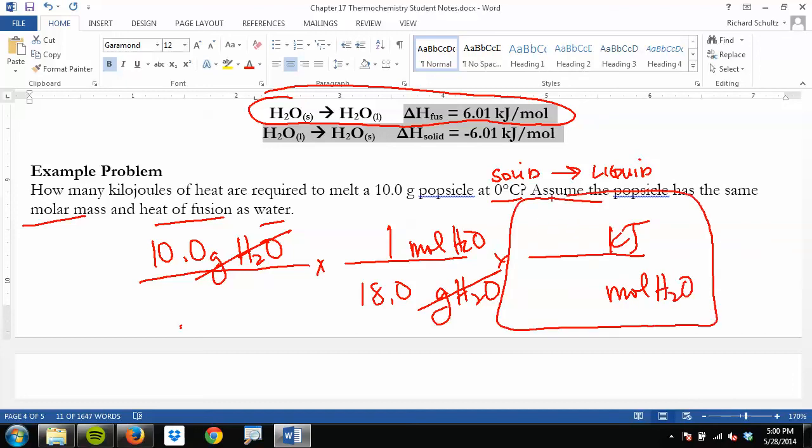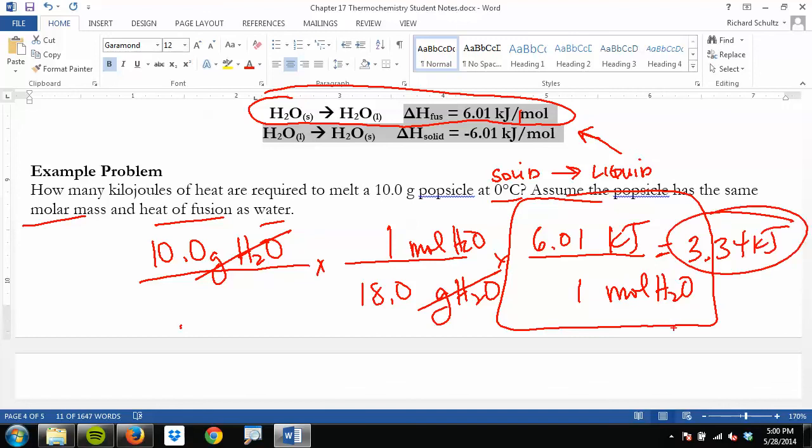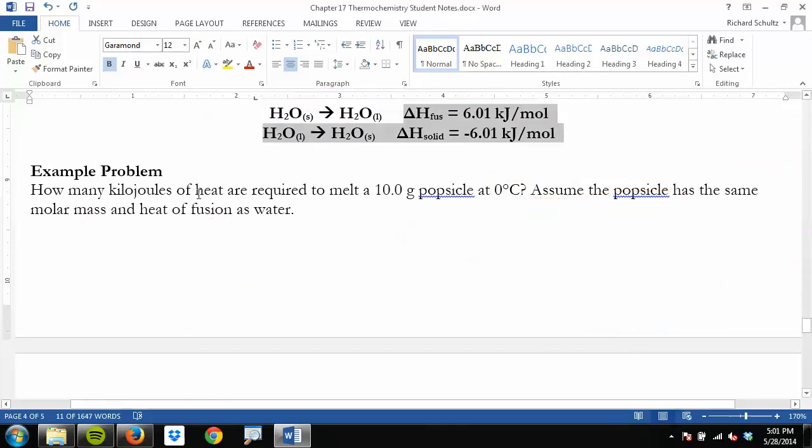In this section, we're talking about the relationship between moles and the energy needed to change state. In this particular instance, we're using this information that was given to me. I didn't have to calculate anything. I just have to know that this says for every 1 mole, I am going to absorb 6.01 kilojoules of energy. And if you do the math on this, it should be 3.34 kilojoules of energy required to melt the 10 grams of ice, essentially.